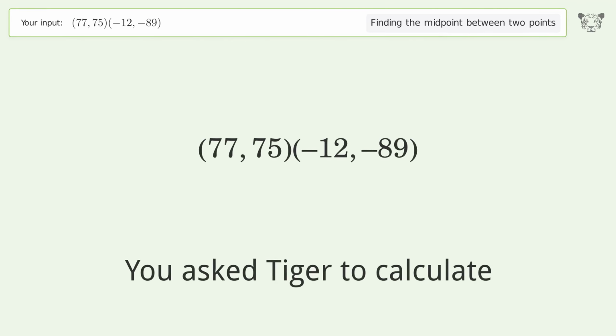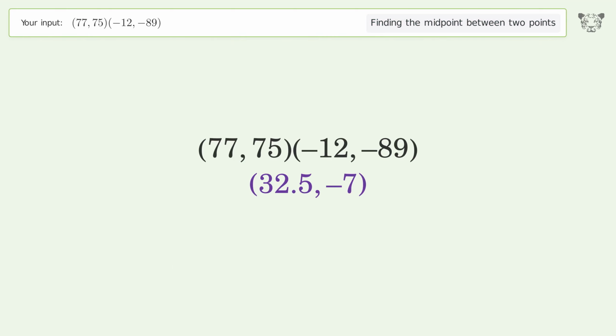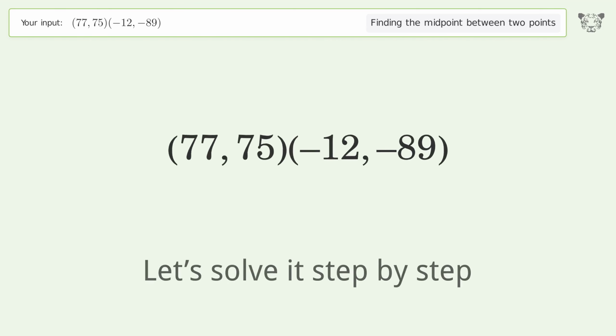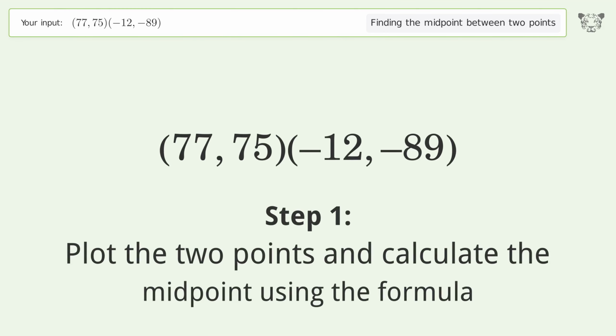You ask Tiger to calculate. This deals with finding the midpoint between 2 points. The midpoint between the 2 points is 32.5, -7. Let's solve it step by step. Plot the 2 points and calculate the midpoint using the formula.